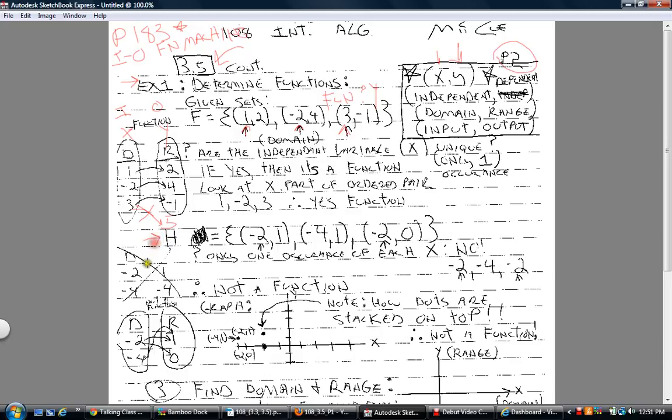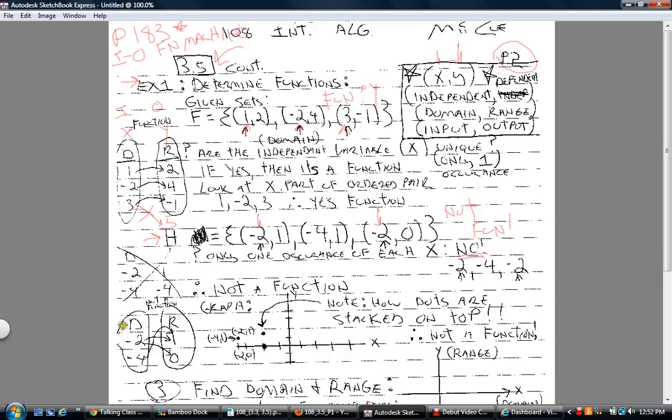What if you have the set H with the following ordered pairs, and they go, is this a function? You're looking at it, and your clue is to look at the X coordinates first. You see -2, you see -4, they're different, and then bam, what do you see again? -2, therefore not a function. Okay, you're done. You don't have to do any more than that. As soon as you find one instance of it, you can stop. You only need to have that happen one time.